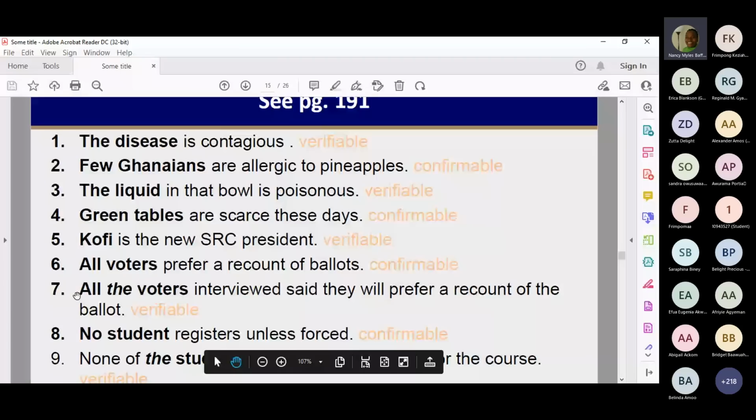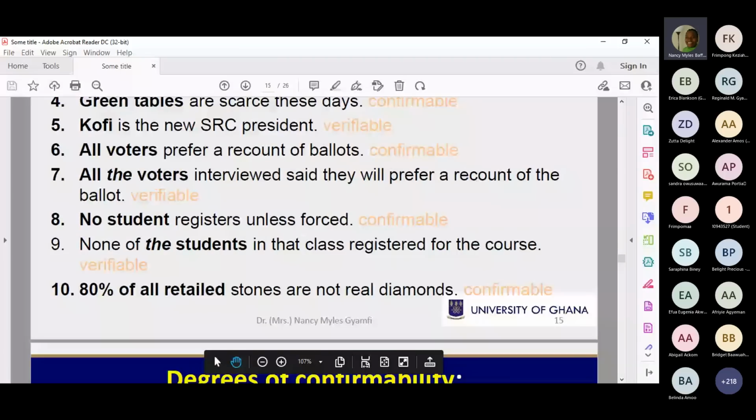All doesn't confuse us at all. We are interested in the reference class. The same with our universal negations there. No student registers unless he pays. This is also a universal statement. We have already seen it in Unit 6. Universal negation. That's how we called it there. If X is a student, then X will not register unless he pays fees. This is universal. But look at 9. None of the students in that class registered for their course. This is particular. It's not a universal statement.